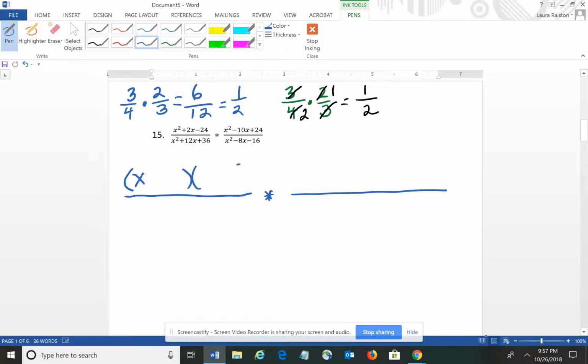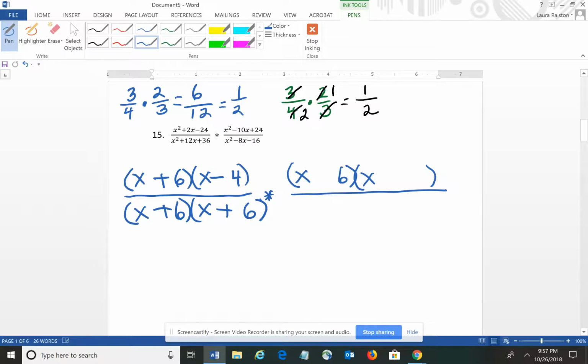So let's see. Need a pair of numbers that multiply to 24 and subtract to 2. 6 and 4 in the denominator. I need a pair of numbers that multiply to 36 and add to 12. I believe that would be 6 and 6. In the second fraction, I need a pair that multiply to 24 and add to 10. Okay, so again, that's going to be 6 and 4, and they're both minus.